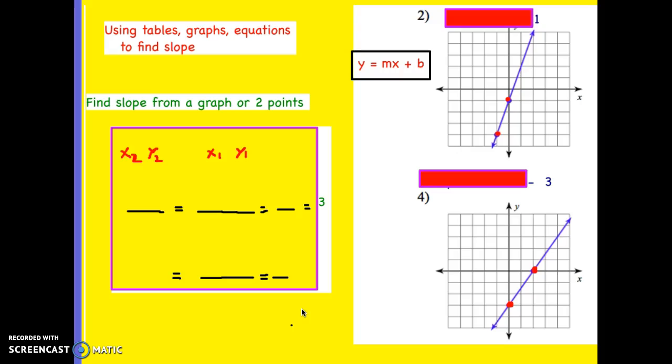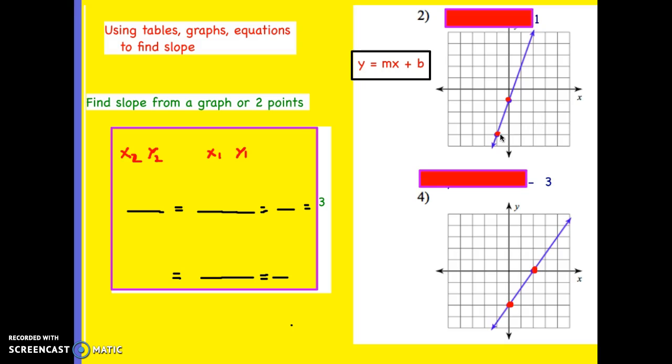Here is a review of moving straight ahead, in particular the investigations dealing with slope. We've been using tables, graphs, and equations to find slope. Take a look at this graph. You should be able to write the equation for the line in slope-intercept form, which is y equals mx plus b.